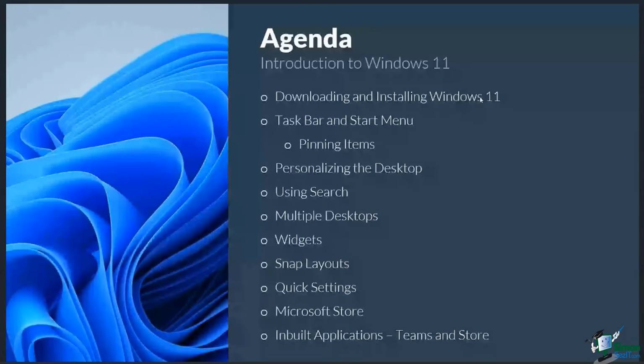So the first thing we're going to start with is how you can download and install Windows 11. Now, Windows 11 is available as a free update to Windows 10 users. So if you already have Windows 10, you are eligible for a free upgrade to Windows 11. But, and this is the big but, there is a caveat with this, and that is that you have to have a compatible system. And this has been a little bit of a sore point for many people running Windows 10 who haven't been able to upgrade to Windows 11 because their PC doesn't meet the spec requirements.